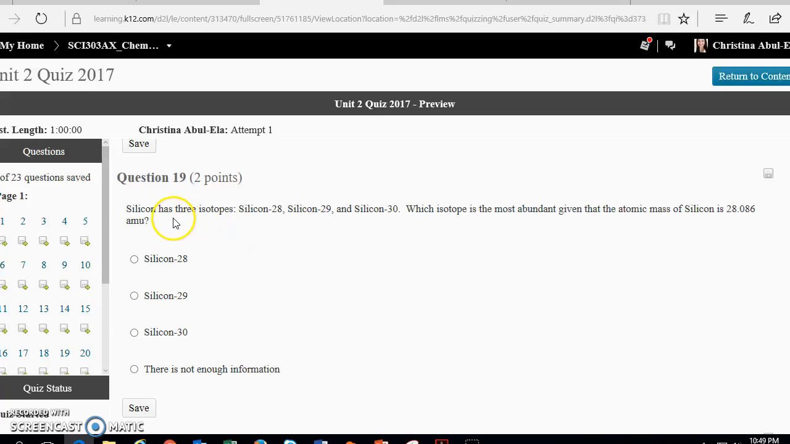Question 19. Silicon has 3 isotopes, silicon-28, silicon-29, and silicon-30. Which isotope is the most abundant given that the atomic mass of silicon is 28.086 atomic mass units? Is it silicon-28, silicon-29, silicon-30, or there is not enough information?